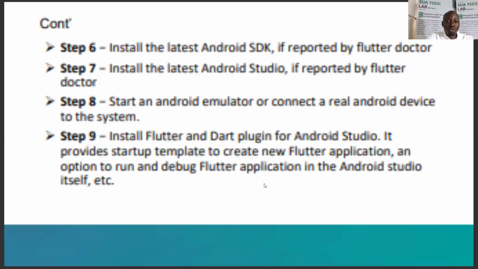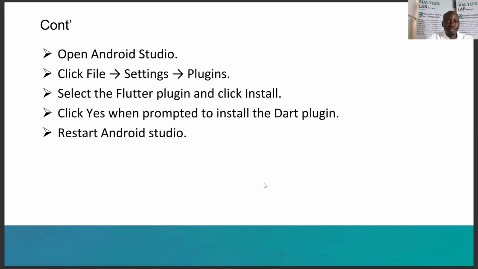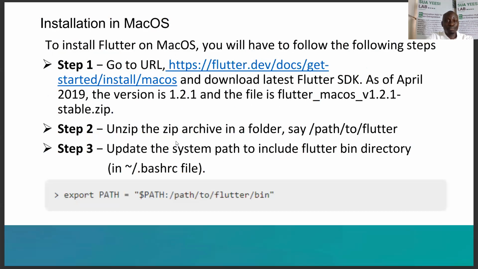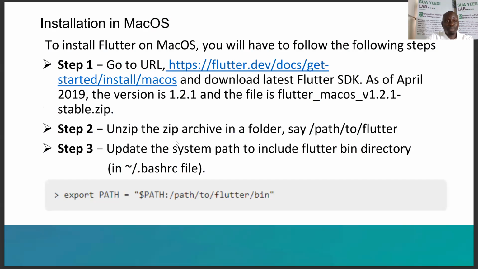So after installing all these tools and needed plugins in your computer, you can now open Android Studio and then click Settings, Plugins. Select the Flutter plugin and click Install. Click Yes when prompted to install the Dart plugin, and then you can restart Android Studio. So this is all about the installation steps of the Flutter development platform in Windows-based computers.